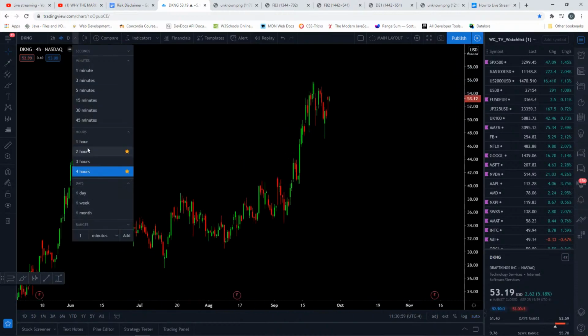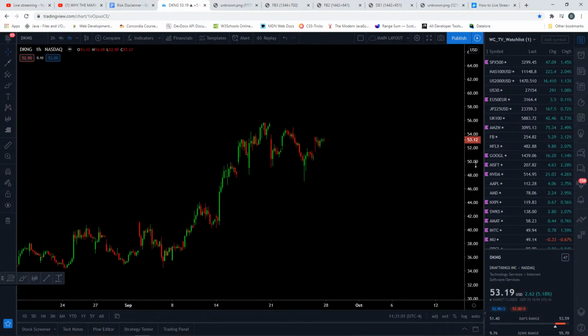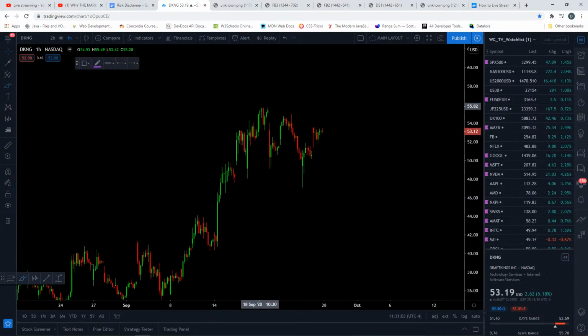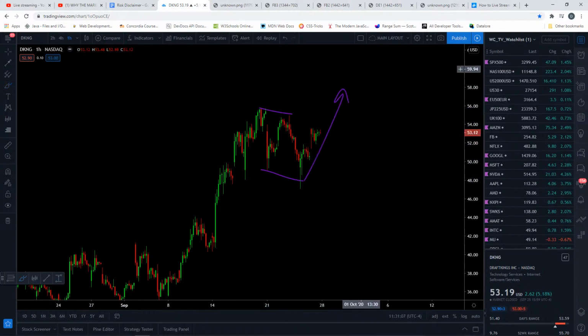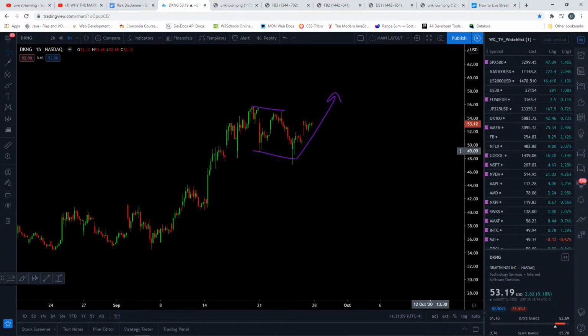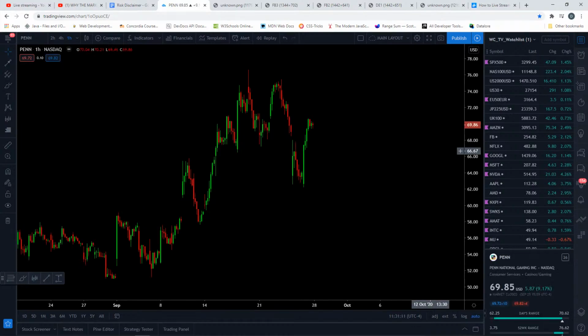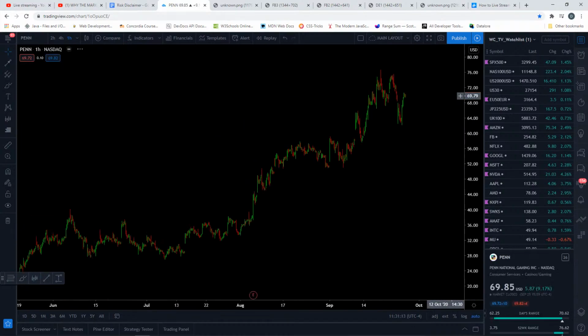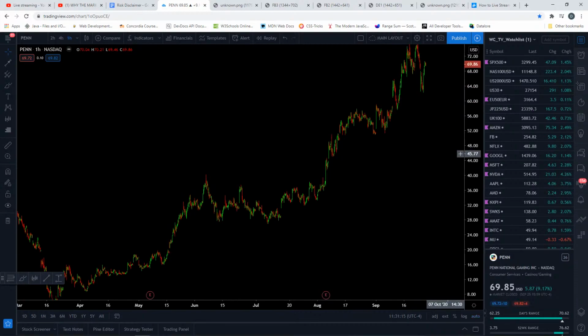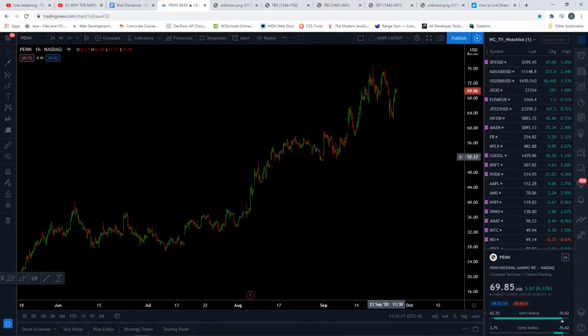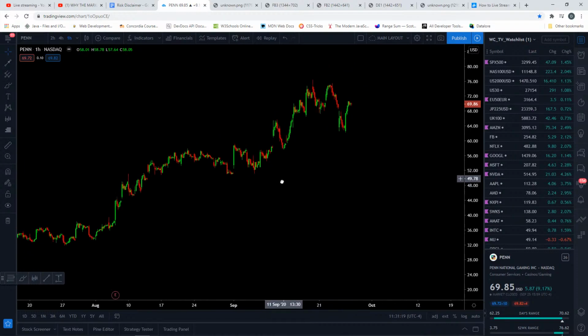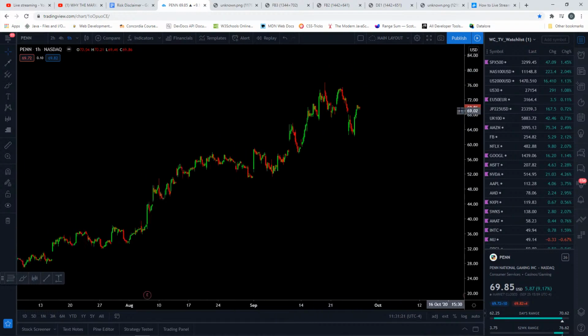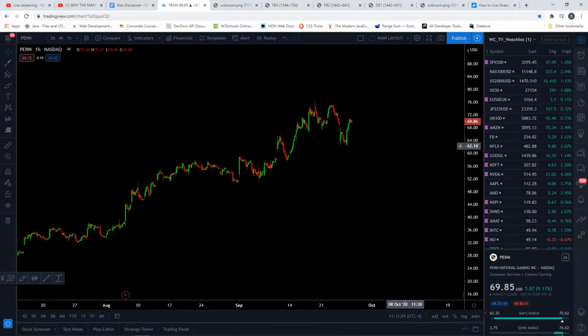I mean, nothing to really add here. Nice sideways here. 1-2-3. It's going back up. It's gonna probably break this one. I think this one reminds me of what Penn did. Yeah, Penn, same thing. So I think that Penn is somewhere around here. I don't remember, but it had a nice pattern. Then it just broke higher. So Penn is also one to keep track of.